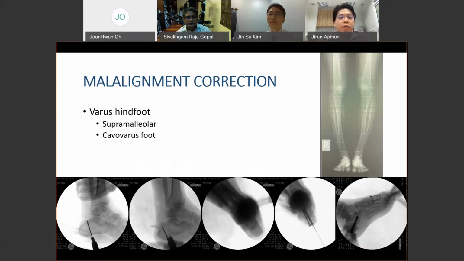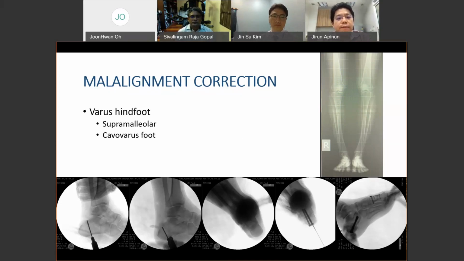We also need to address the malalignment and correct it. The predisposing factor for the instability is a varus hindfoot, which can be supramalleolar or a varus foot. Sometimes it's not easy to convince the patient to have an alignment correction. However, with the advancement of minimally invasive or percutaneous surgery, we can correct the varus foot more easily with a small burr and percutaneous screw.